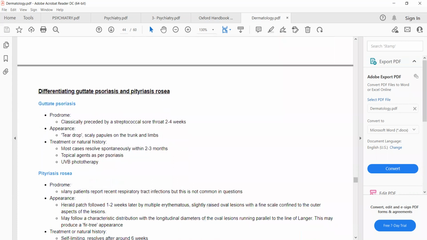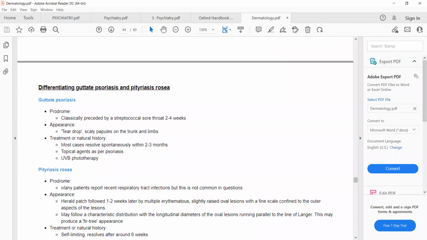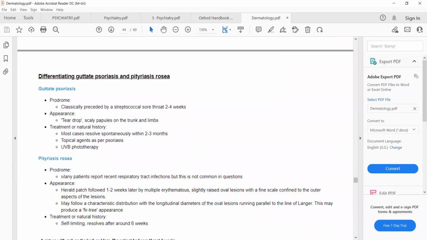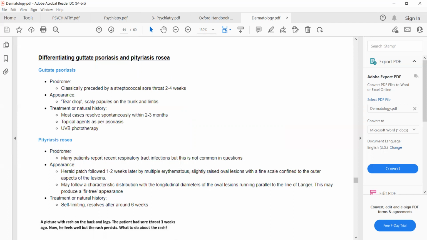Now, a more differentiating point between guttate psoriasis and pityriasis rosea. Both of them can occur after a history of sore throat, but this history of sore throat is more common in guttate psoriasis and less common in pityriasis rosea. The appearance of guttate psoriasis is teardrop scaly papules on the trunk and limbs. Simple as that. Teardrop scaly papules on trunk and limbs.